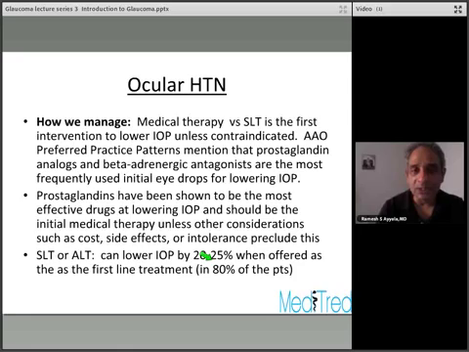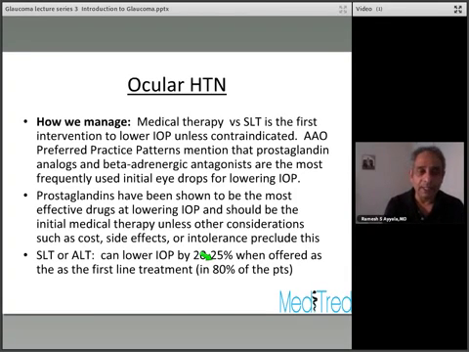Medical therapy versus SLT or ALT is the first line intervention to lower the IOP, unless contraindicated. The American Academy of Ophthalmology preferred practice patterns mention that prostaglandin analogs and beta blockers are the most frequently used first line eye drops for lowering the intraocular pressure. Prostaglandins, by and large, have been shown to be the most effective drugs at lowering IOP and should be the initial medical therapy unless other considerations such as cost, side effects, or intolerance preclude this. What does that mean?